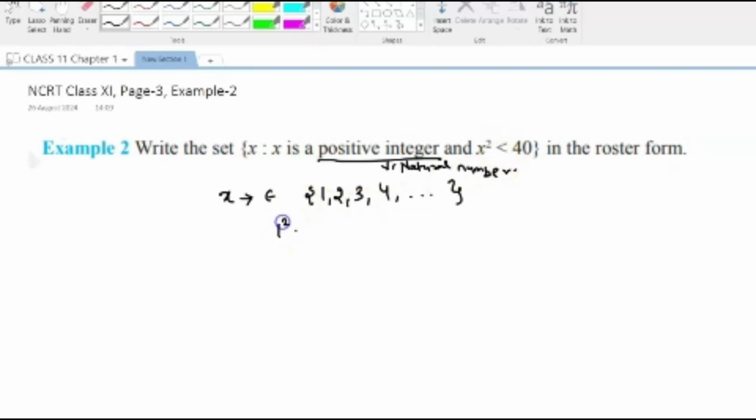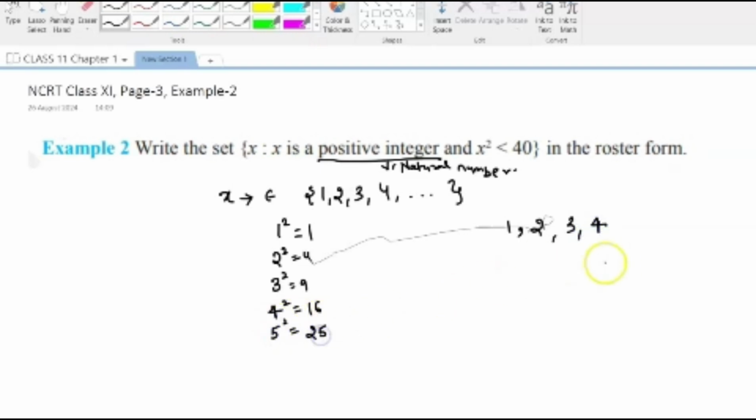So 1 square is 1, so this 1 would be in the set. 2 square is 4, so this 2 would be in the set. 3 square is 9, so 3 will be in the set. 4 square is equal to 16, so 4 will be in the set. 5 square is 25, so 5 will also be in the set. 6 square is 36, so 6 will be in the set.